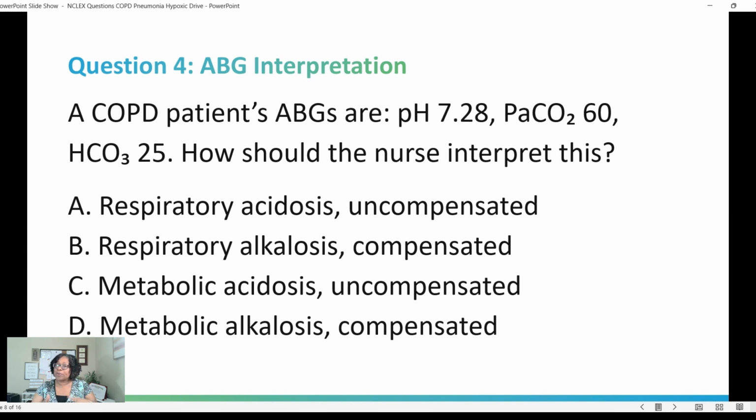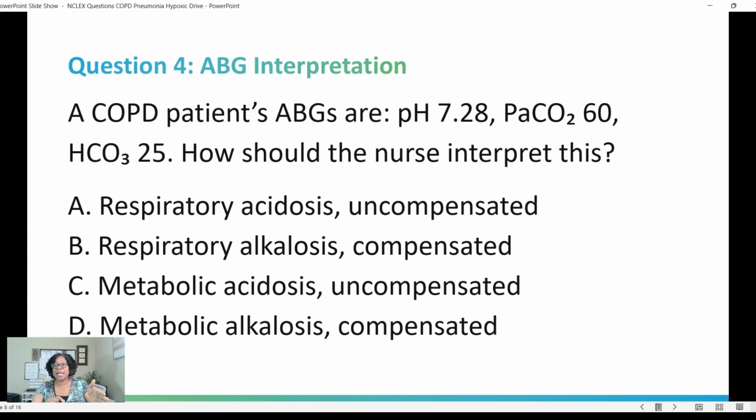You got to know the normal ranges. On NCLEX, they give you the normal ranges, but you still have to know what they mean. So when you're looking at pH, the normal pH is between 7.35 and 7.45. So the pH is 7.28. So that means it's low. So that means it's acidotic. So when you're looking at ABGs, now that you know that the pH is acidotic, which of the other two, respiratory or metabolic, matches the pH?